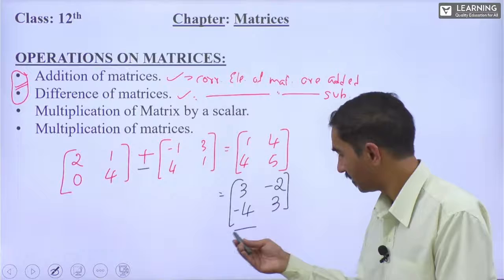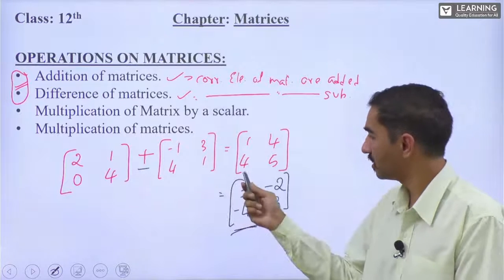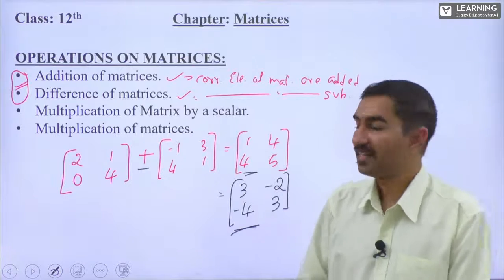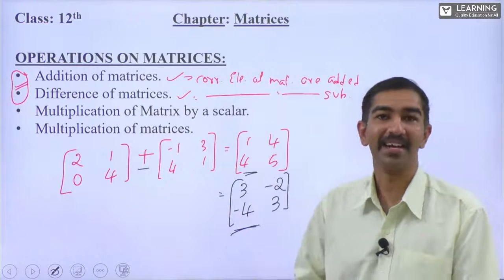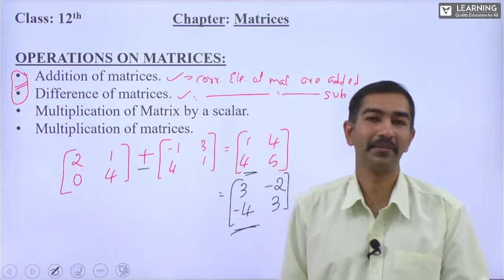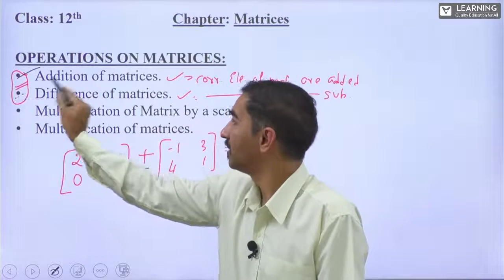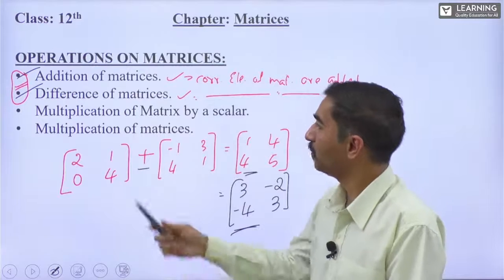What is this? Difference of two matrices. What is this? Sum of two matrices. How do we add or subtract the matrices? The corresponding elements must be added and subtracted. So we'll be getting the sum and difference of matrices. So these both are done: addition of matrix and difference of matrix. Next, what do we have?